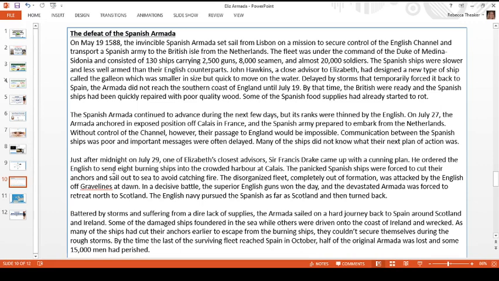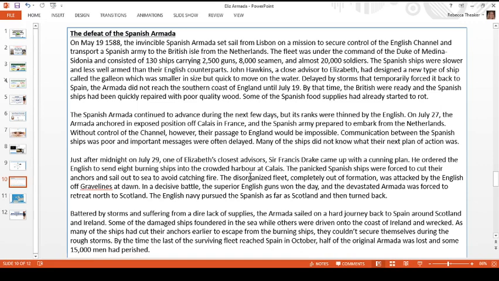Just after midnight on the 29th of July, one of Elizabeth's closest advisors, Sir Francis Drake, came up with a really cunning plan, and you should have seen this in both of the clips. He ordered that some of the old English boats were to be set on fire, so they set alight their own boats. Obviously, they didn't stay on them, they jumped off them. Then they put the sail up so that the wind would take them. So these burning boats were then sent into the absolutely jam-packed harbour of Calais.